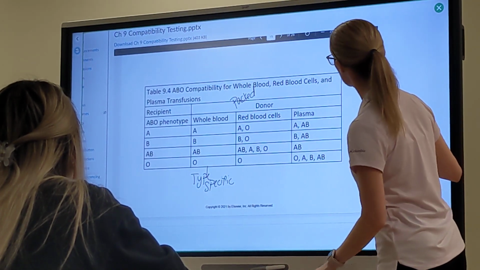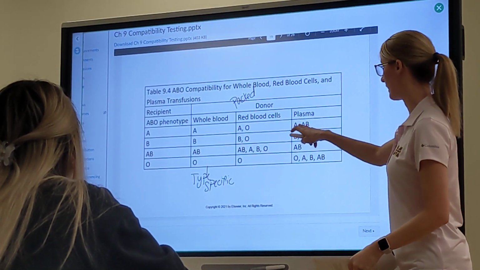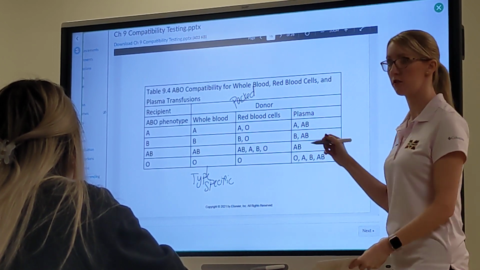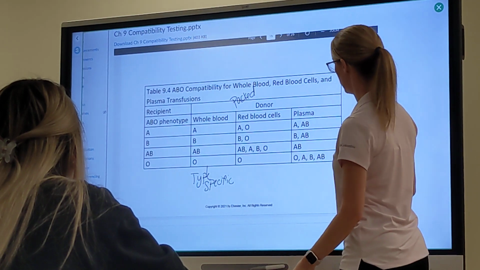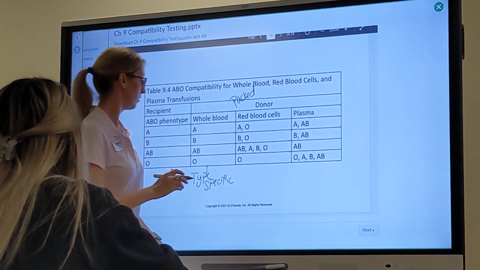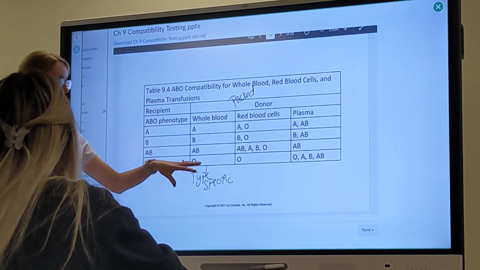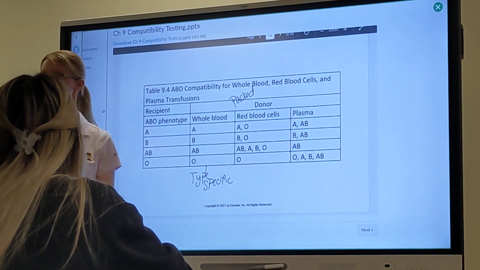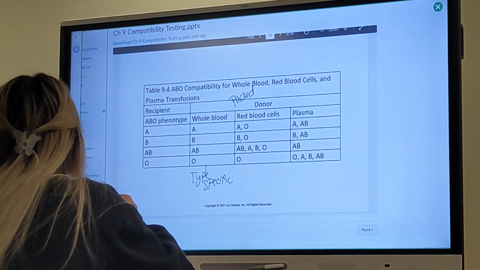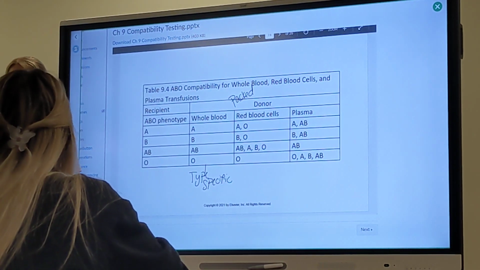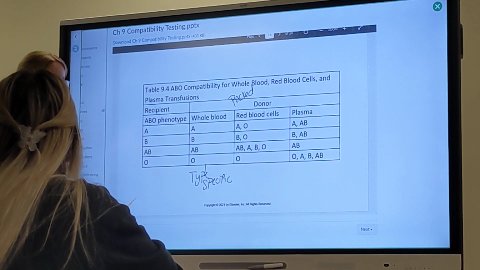Plasma, A's can get A and AB, B's can get B and AB, because AB is the universal for plasma. ABs can only get AB. O's can get any. They'll have a chart in the blood bank, visual, where you can see if you need to make a decision, like, for a different type.